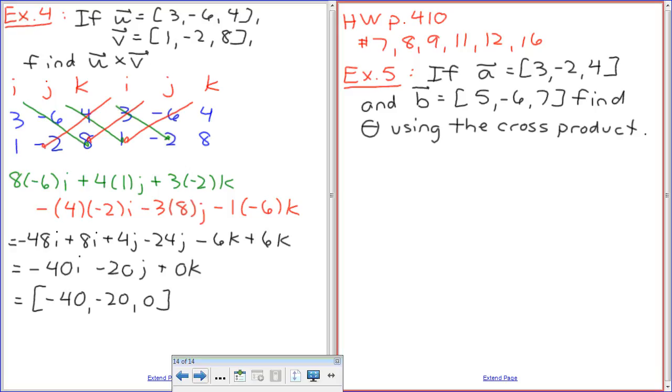Can someone recall the original definition? Can you flip back in your notes and tell me what A cross B is, from the original definition? The magnitude of A times magnitude of B times sine theta. Okay, that's what the original equation is. We're going to change it a little bit though. I'm going to get rid of the n hat, and change the equation to this.